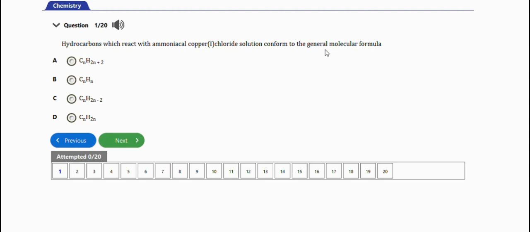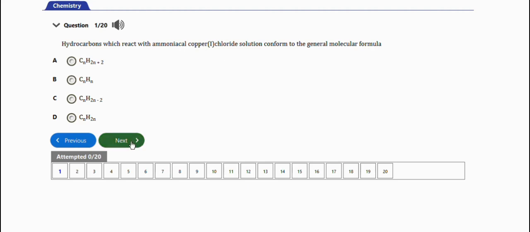to the general molecular formula. So the right answer will be option C. This one is for alkynes. This general formula is for alkanes, option A. This option B general formula is for alkenes. So it's for this one. This alkyne, option C, is the general molecular formula of hydrocarbons that react with ammoniacal copper(I) chloride. So that's for this question.